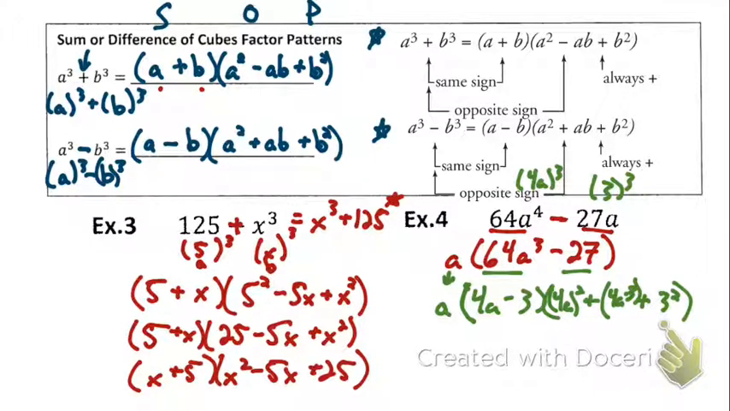We have to clean that last bit up a little. That A is still there. So I have 4A minus 3. There's nothing you can do with that. But 4A squared is 16A squared. That's going to be plus 4A times 3, which is 12A. And then we finish up with 3 squared, which isn't 6, it's 9. Okay, there you go.